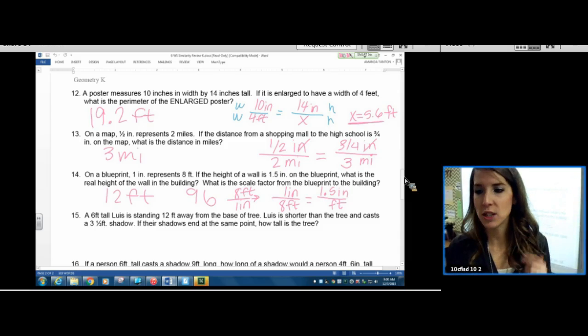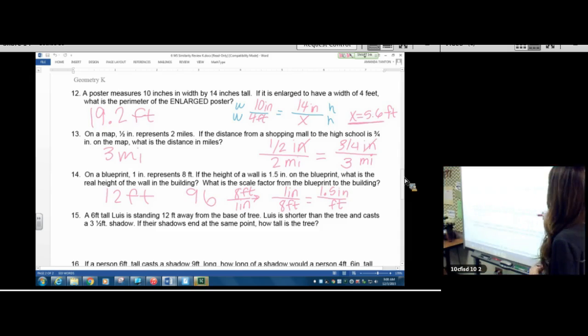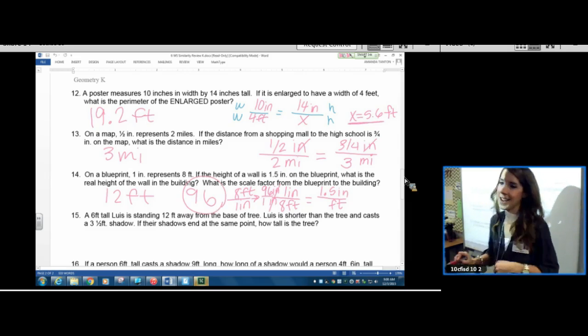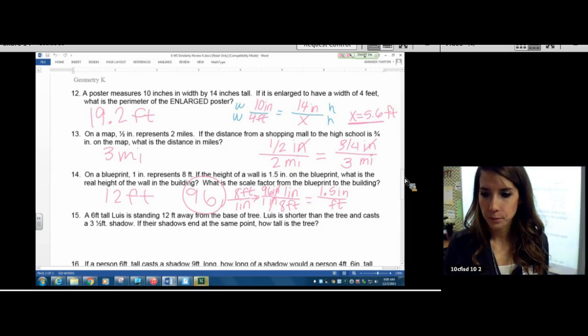There is no such thing as reducing when the units are different. The units have to match to reduce your fraction. And I know you're not really reducing this one because it's over the number 1, but you get what I mean. 8 times 12, 96 over 1. The inches cancel. We wanted the inches to cancel because scale factors don't have units. Okay?